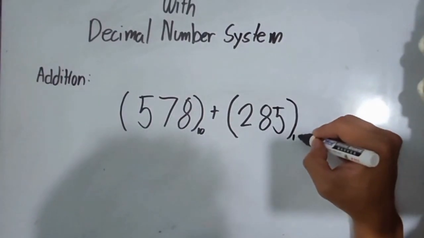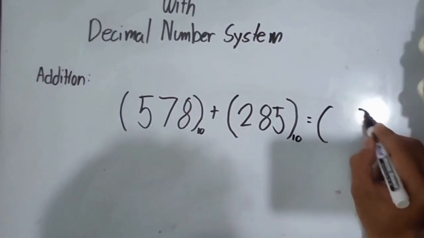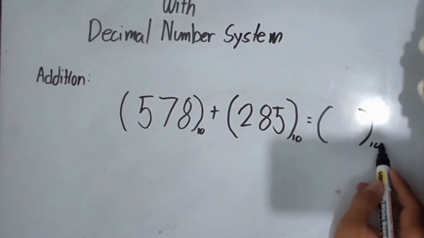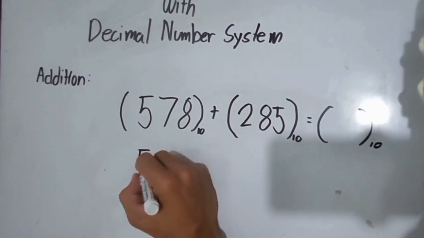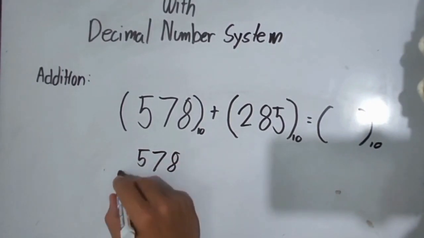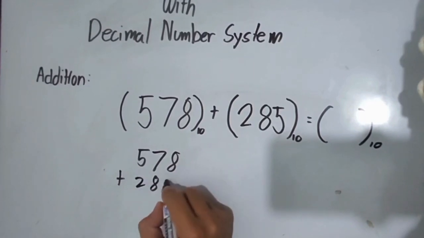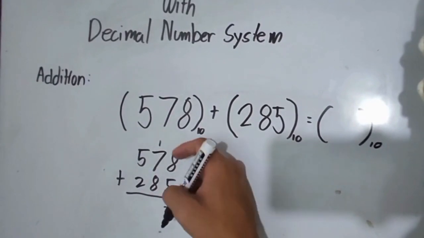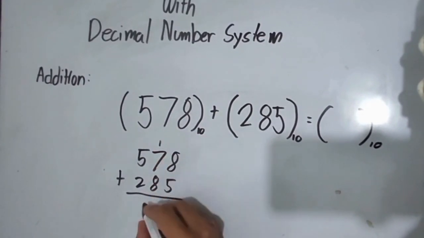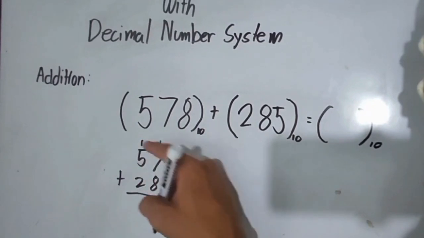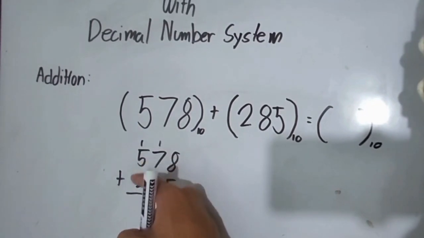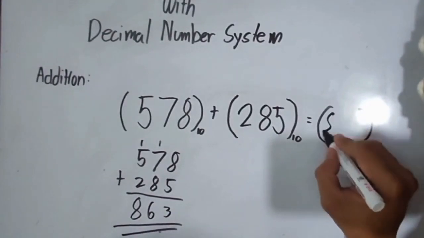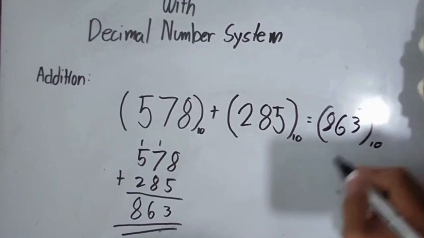Second example is 578 base 10 plus 285 base 10. Eight plus 5 is 13, so we carry 1. 1 plus 7 plus 8 is 16, so we carry again. And 1 plus 5 plus 2 is 8, so we have the answer 863. So that's all for addition. We will do subtraction now.